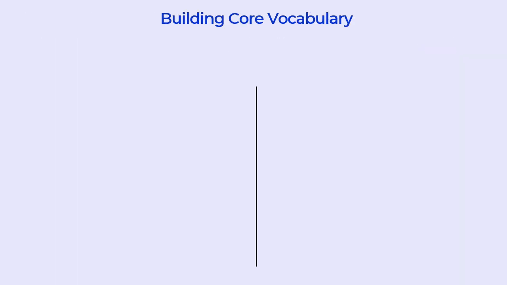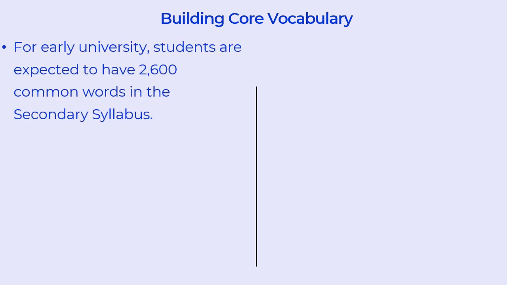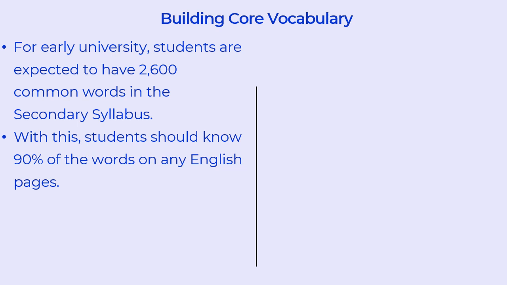Now we have come to the last point of our introductory points, which is about building core vocabulary. It is important that students, especially university students, have 2,600 common words in both lower and upper secondary syllabus. This is because having them also means that students are able to know 90% of the words on any English pages. Whatever they read or come across, most of the words appearing in the texts are not new to them.